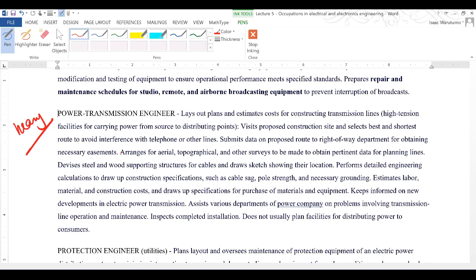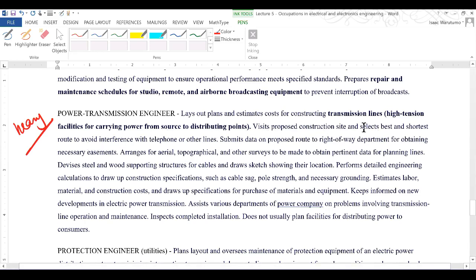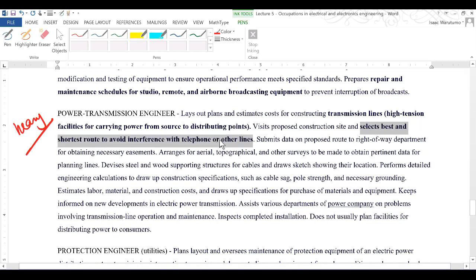So we're talking about laying out plans and estimates for transmission lines. These are the ones that I called high tension facilities for carrying power from source to the distribution point. Just remember that these are the people who are concerned with designing transmission lines from the generating point to the distribution points. They also visit proposed construction sites. They select the best and shortest route. So you might think that the engineers are only dealing with power, but even the route where power passes, to avoid interference with other lines, is the work of a transmission engineer.